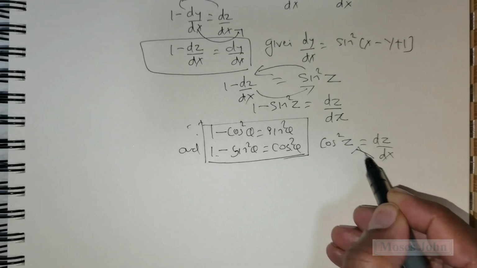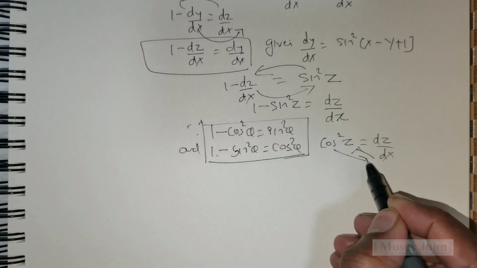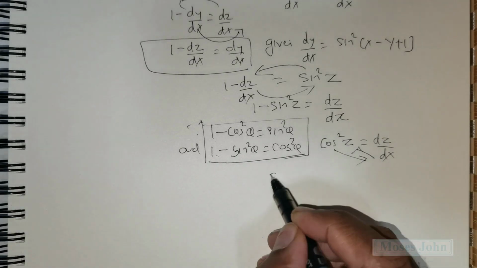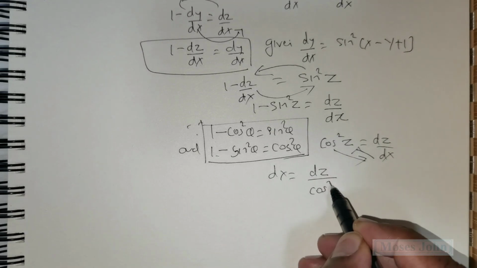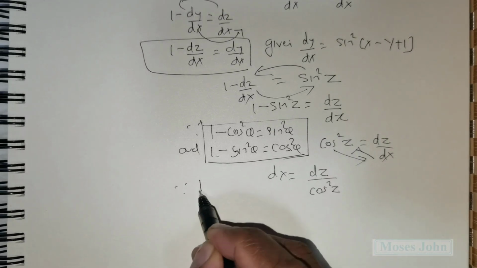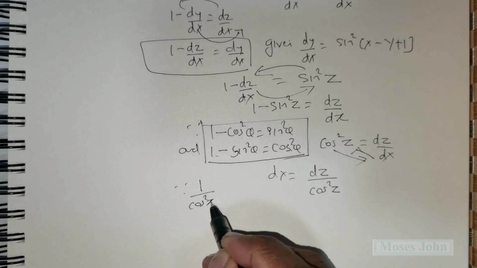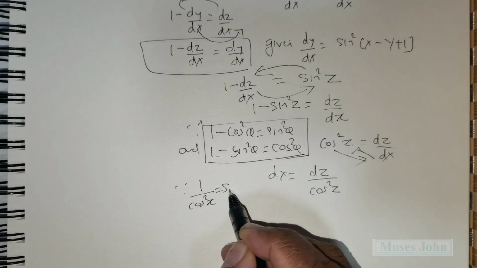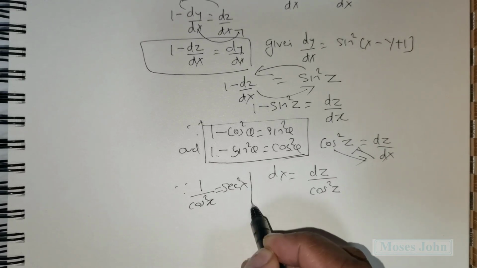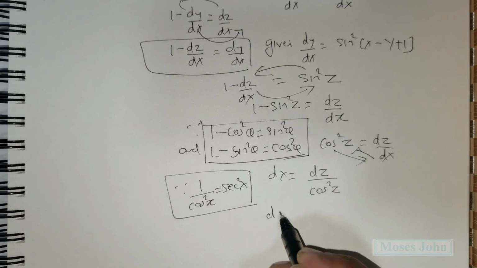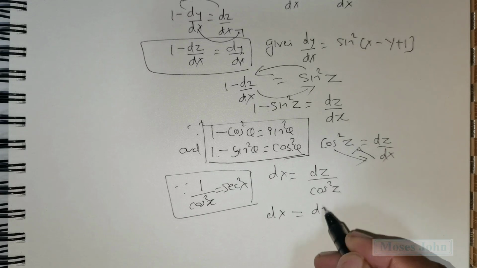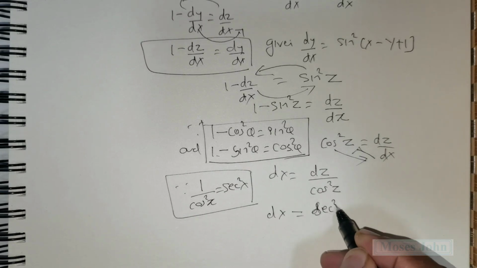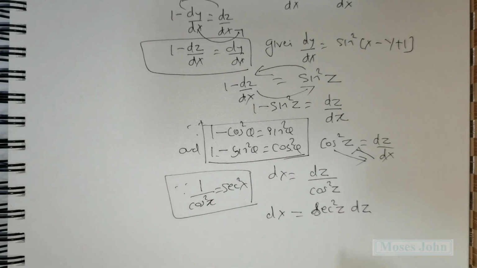So I can move this up and move cos squared z down. So this is going to be dx is equal to dz divided by cos squared z. Now since 1 over cos squared x is equal to secant squared x, I can rewrite this as dx is equal to secant squared z times dz.